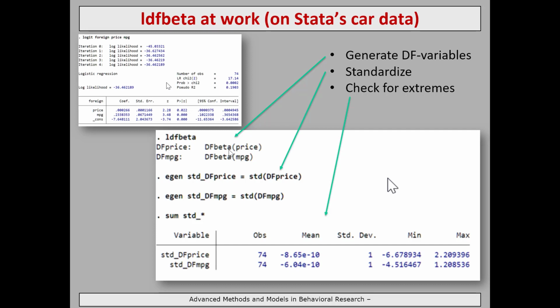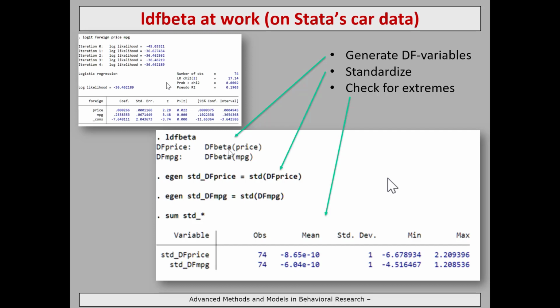And the way to do that would be, well, first you create these variables. In these variables you see how much the coefficient will move if you take out that case. And then the easiest thing to do would be to standardize these variables. Standardizing: subtracting the mean, dividing by the standard deviation.